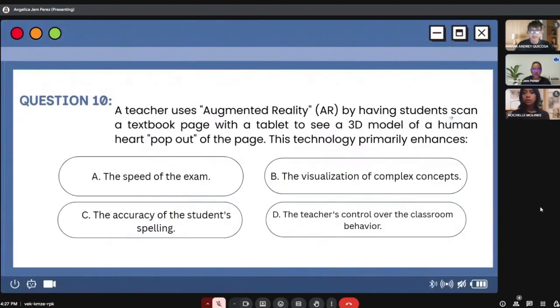And next for number 10, a teacher uses augmented reality by having students scan a textbook page with a tablet to make a 3D model of a human heart pop out of the page. This technology primarily enhances A. the speed of exam, B. visualization of complex concepts, C. the accuracy of the student's spelling, and D. the teacher's control over the classroom behavior.